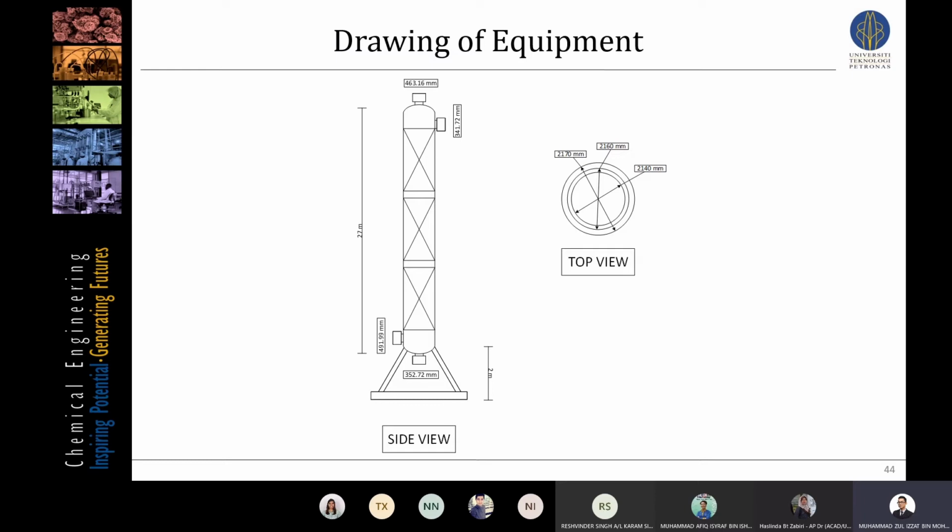The inner diameter of the column is 2.1 meter. The outer diameter is at 2.16 meter, and also the diameter including the insulation is at 2.17 meter. So I pass to the next presenter.